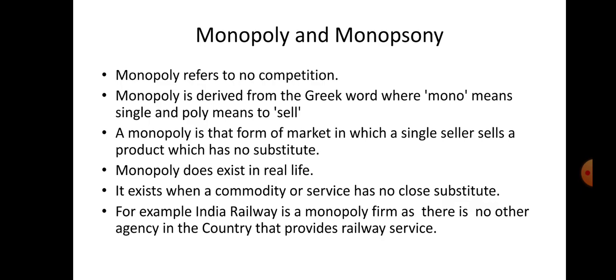The next type of market is monopoly and monopsony. Monopoly refers to no competition. Monopoly is derived from the Greek word where mono means single and poly means to sell. A monopoly is that form of market in which a single seller sells a product which has no substitute. Monopoly does exist in real life. It exists when a commodity or service has no close substitute. For example, Indian Railway is a monopoly firm, as there is no agency in the country that provides railway service.